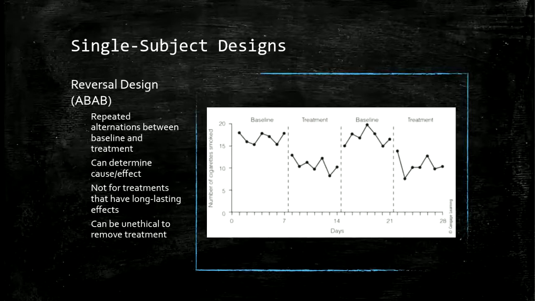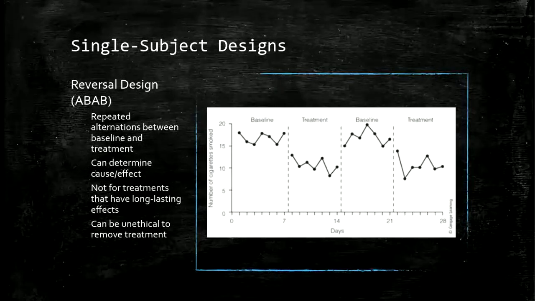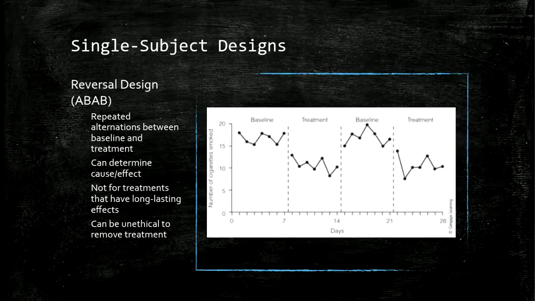This also does not work for some educational interventions. So if you taught a person a skill, it's hard then to remove the treatment. They wouldn't unlearn the skill and then you teach them the skill again. So the lingering effects of the intervention wouldn't allow you to do the reversal design, wouldn't allow you to withdraw or remove the treatment. The other issue with this type of design is that removing the treatment can be unethical.